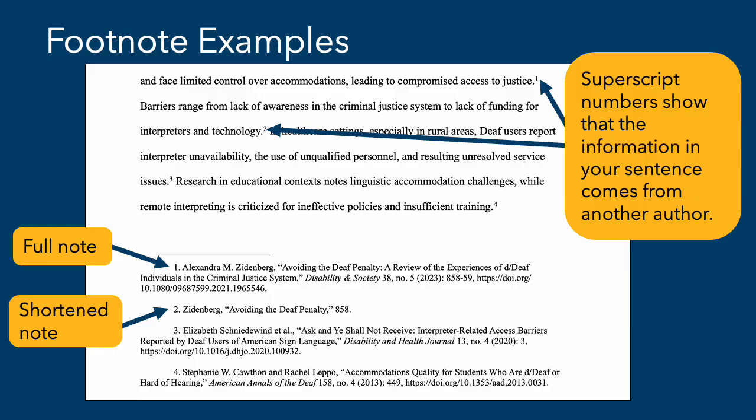Use the Footnotes function in Word or Google Docs to add footnotes. A superscript number appears at the end of a sentence where you've used another author's ideas or words. The note with information about the source appears at the bottom of the page. Footnotes are single-spaced but have a double space between notes.